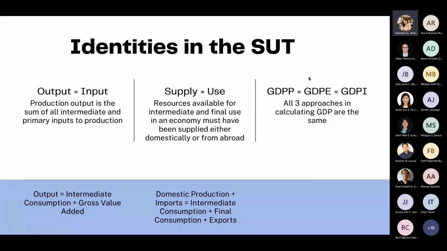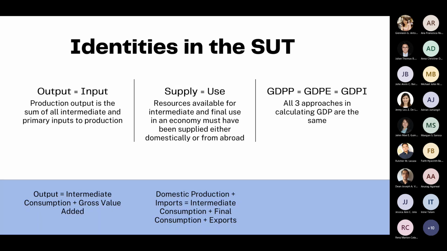So we're now at the tail end of our discussion of the supply and use table. But just to bring everything together, we want to focus now more on the importance of compiling the SUT. The SUT is most commonly known as the framework that best reconciles these three national accounts identities. The first identity is that total output must equal total input. This corresponds to the fundamental identity in national accounts, where production output must comprise the sum of all intermediate and primary inputs to production.